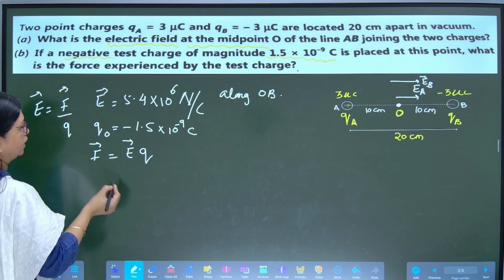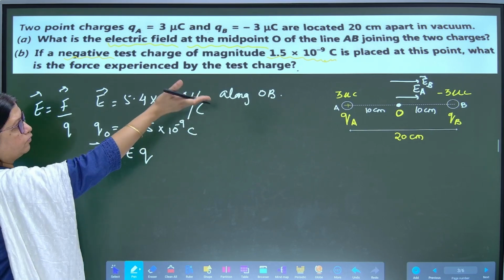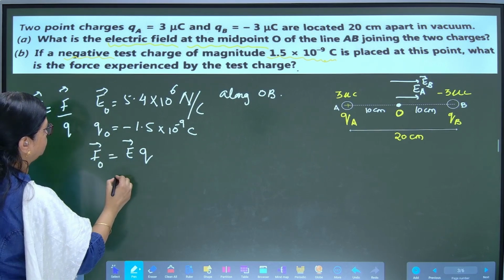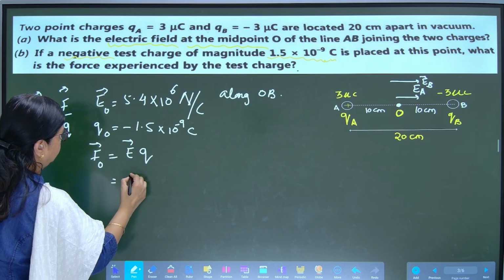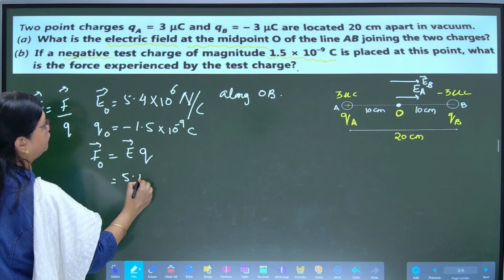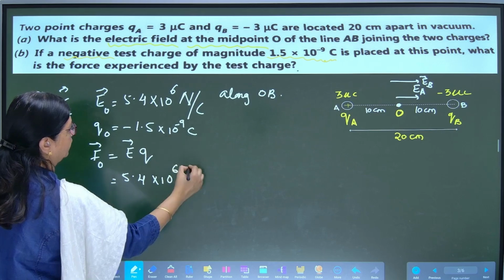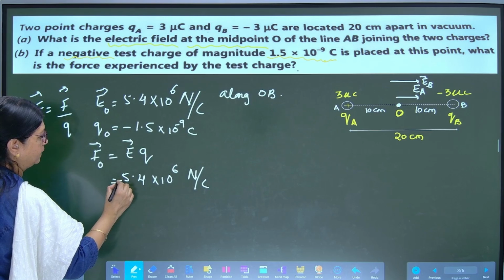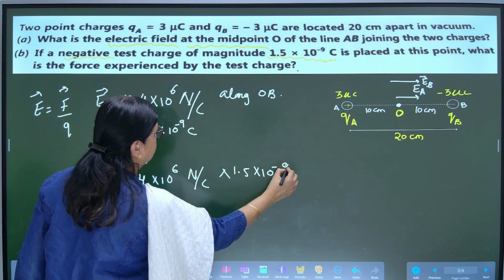So I have written F is equal to EQ. I will write here F naught. E we just now found out at the point O, so I can write this as E naught also. I just substitute these values here from what is given to me: 5.4 into 10 raised to 6, I can even write the unit here, multiplied by the charge is negative, so that negative symbol I will put here, into 1.5 into 10 raised to minus 9 coulomb.